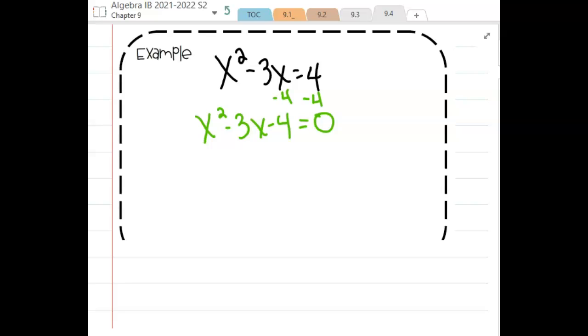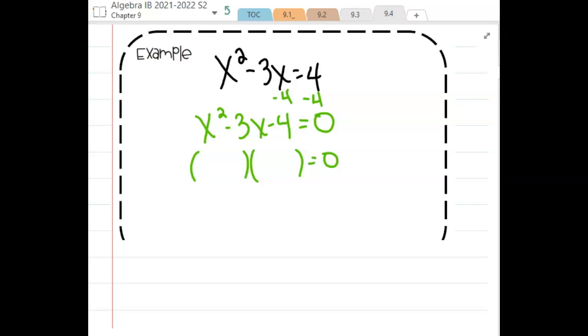The next part, to use the zero product property, it needs to say something times something equals 0. This right now says something minus something minus something. It doesn't work if it's subtraction. It only works if it's multiplication. It has to be something times something equals 0. So to get this to look like this is factoring. Remember, factoring is the opposite of foiling.